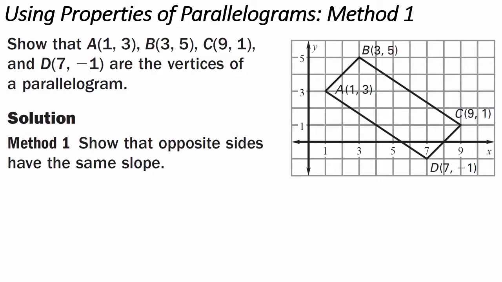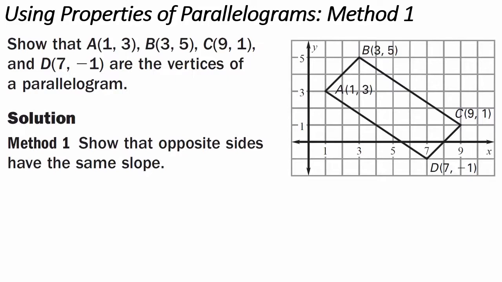Using properties of parallelogram, we are asked to show that point A located at (1, 3), point B located at (3, 5), point C located at (9, 1), and point D located at (7, -1) are the vertices of a parallelogram. There are 3 different ways that you can show that this quadrilateral is a parallelogram.